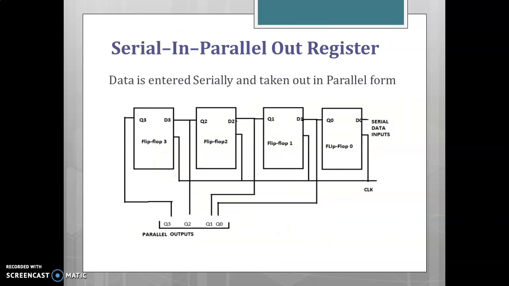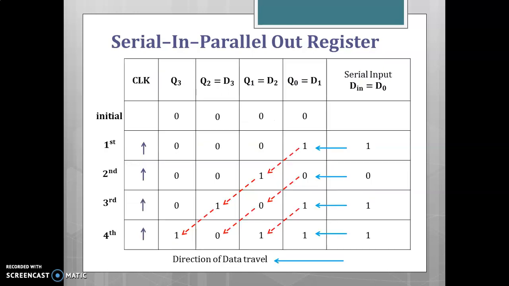In serial in, parallel out shift register, the data is entered serially and the outputs are taken in parallel. The operation of the serial in, parallel out shift register is similar to that of the serial in, serial out register. The only difference is that here all the outputs are available simultaneously. Q3, Q2, Q1, Q0 are available simultaneously in parallel.